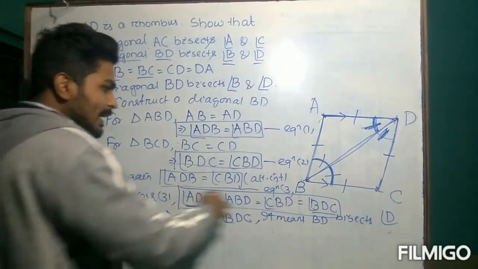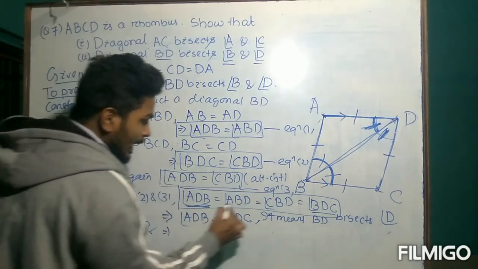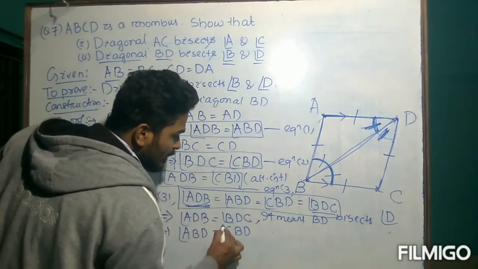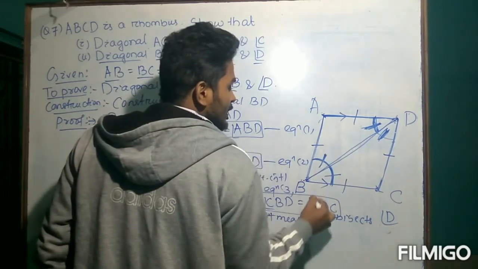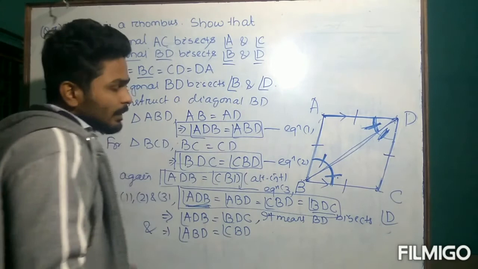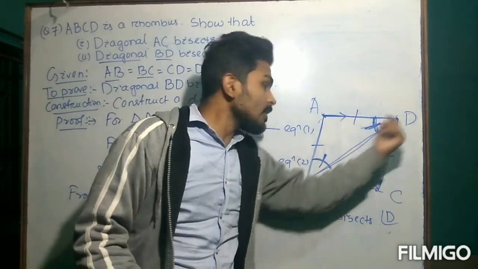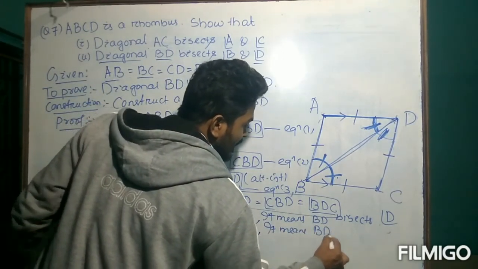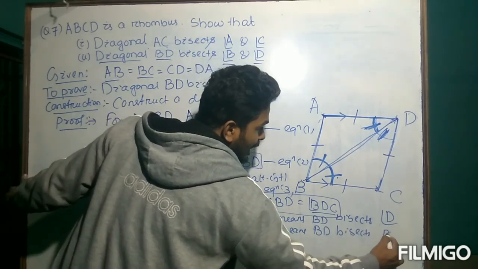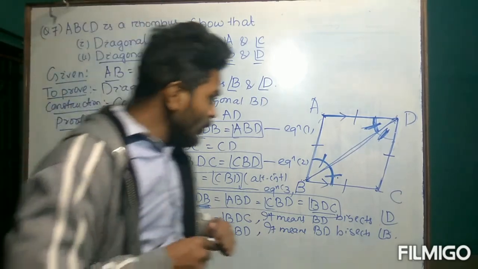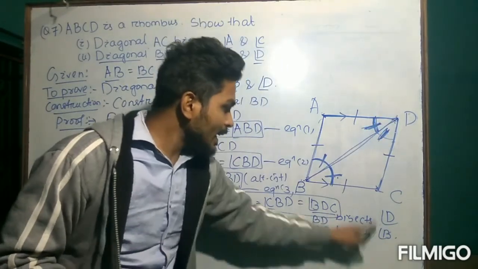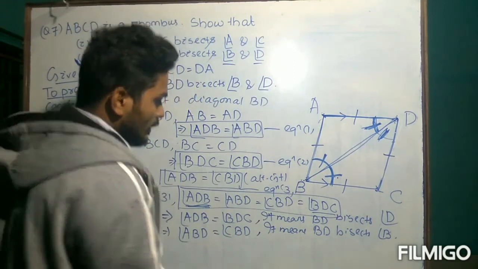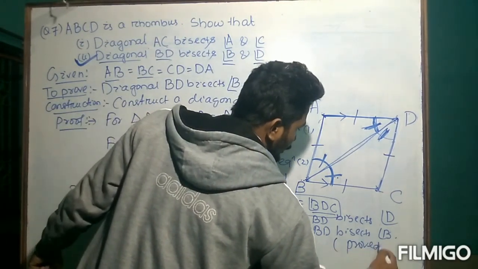Yes. And from the same statement we can extract angle ABD is equal to this angle CBD. So these two halves are equal. It means the total angle B is bisected by the diagonal BD. So you can write, it means BD bisects angle B. Okay, so what have we proved? We have proved that diagonal BD bisects D as well as B. And this is the proof for the second part: diagonal BD bisects B and D both. And now it is proved. Understood?